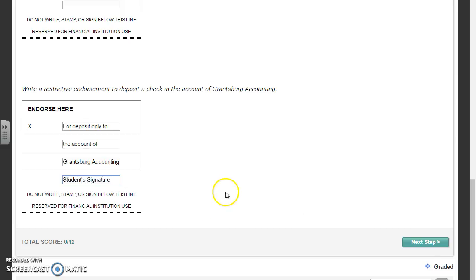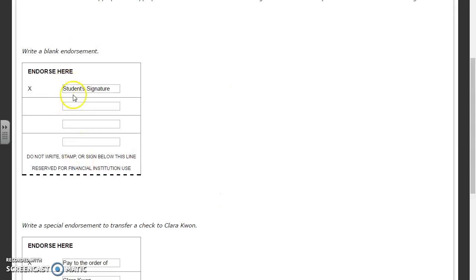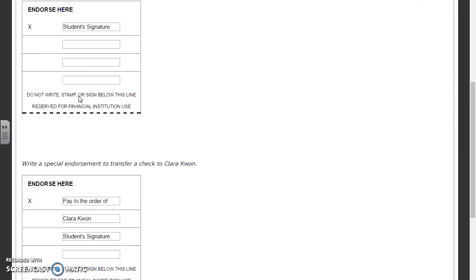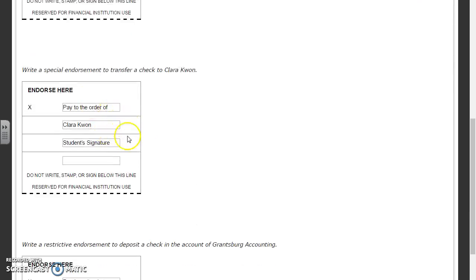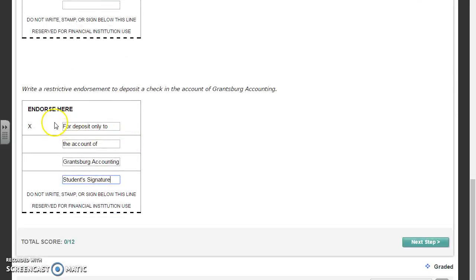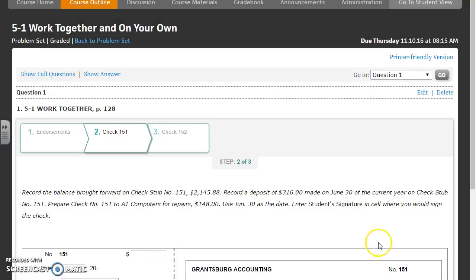And that is that. So we have our three types of endorsements. We have our blank endorsement, again, simply a signature, special endorsement where we're turning it over to somebody else, and restrictive endorsement where we are restricting what can be done with that check. Okay, go ahead and go to your next step.